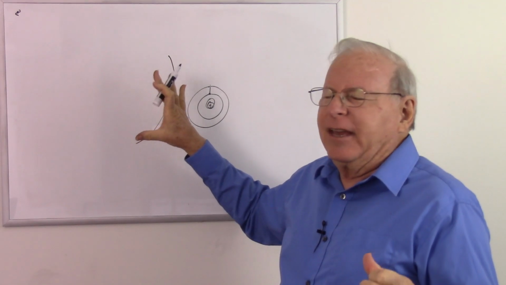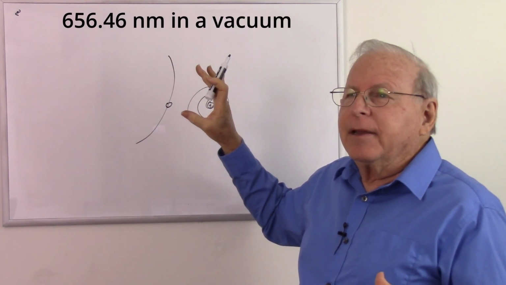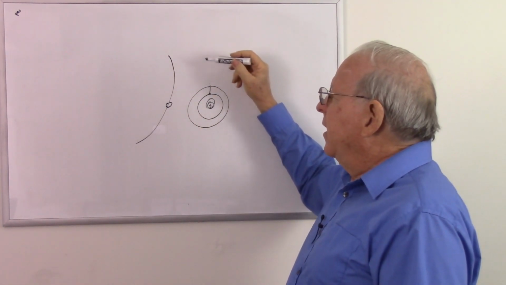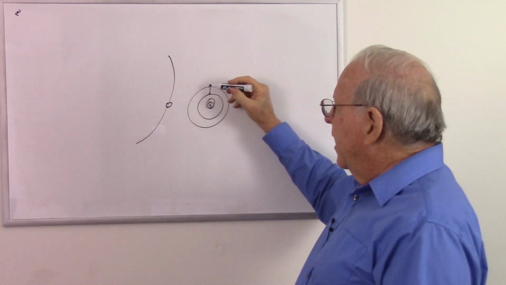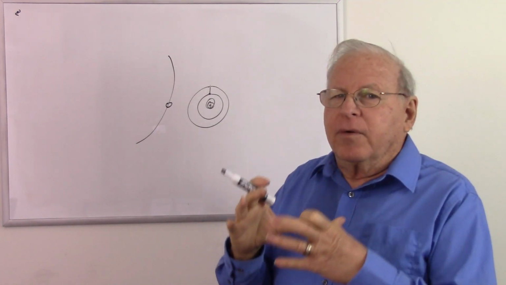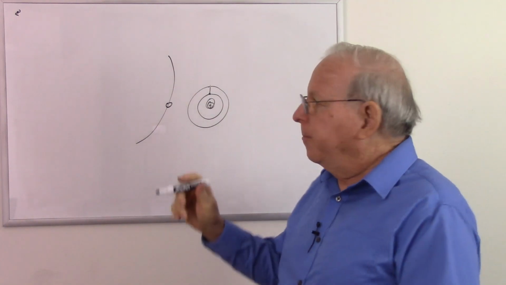I forgot the exact wavelength. It's somewhere in the 600 nanometers. It's kind of a bright red, and it's known as hydrogen alpha. So when an electron in a hydrogen atom drops from the third state to the second state, it creates a photon with a wavelength that's called hydrogen alpha. It's in the red part of the spectrum.